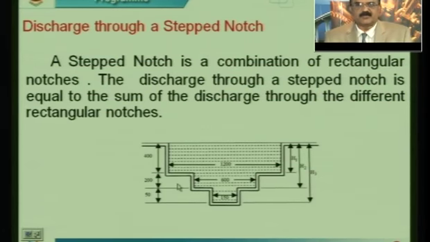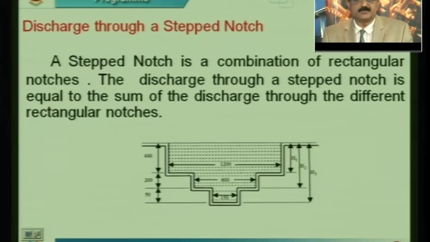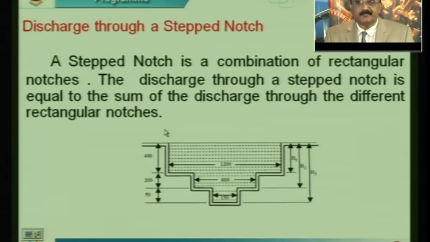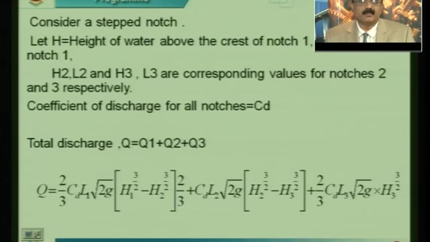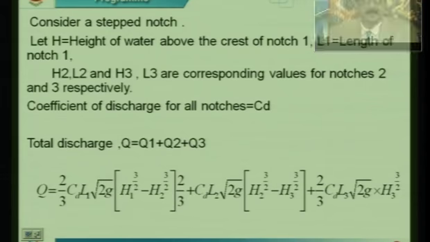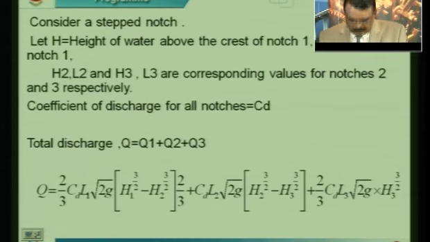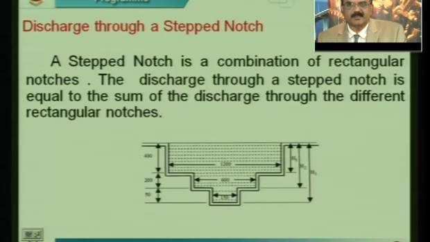So you have a combination of rectangular notches. The discharge through the stepped notch is equal to the sum of the discharge through the different rectangular notches. It is very easy to find the discharge through the stepped notch once you know the discharge through a single rectangular notch. Now, how to find an equation for this stepped notch? So let us consider this figure here.